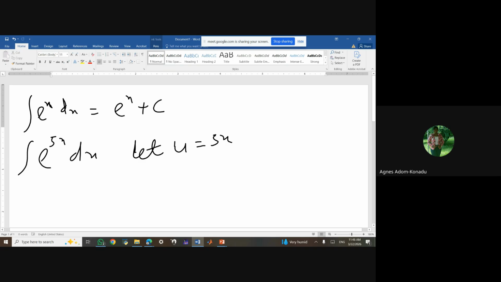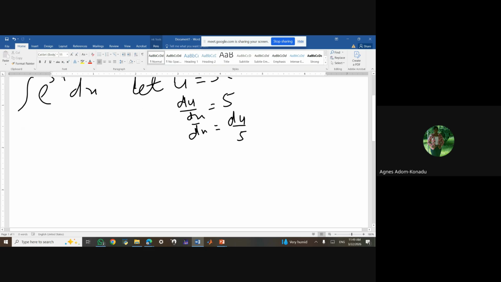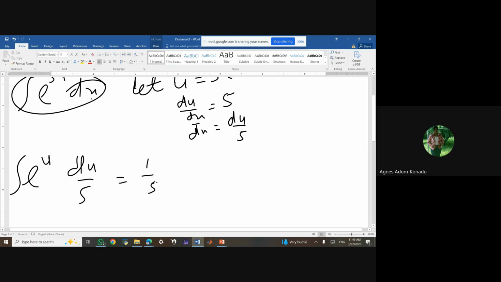I will differentiate. I'll have du over dx, and this will give me 5. So I have to make dx the subject. So my dx will be equal to du over 5. This means that my function now becomes the integral of e to the power u, and my dx is du over 5, which is the same as 1/5. I know 1/5 is a constant. So, 1/5 times the integral of e to the power u du.